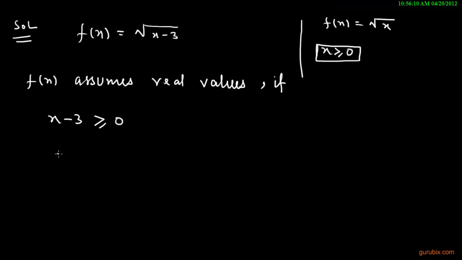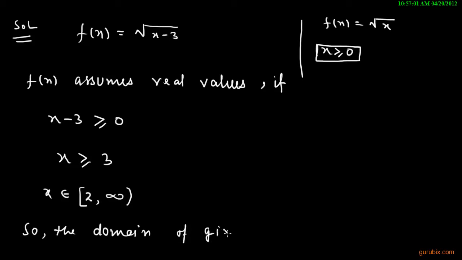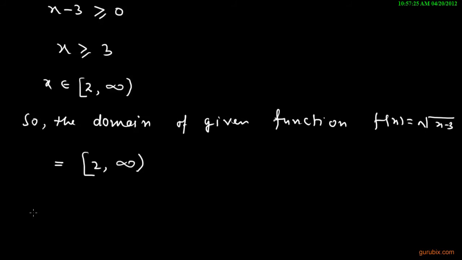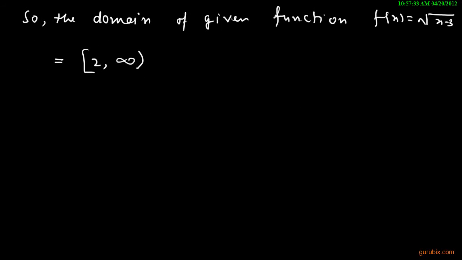This means x is greater than or equal to 3, and this is a semi-closed interval, and we can write it as x belongs to the interval [3, ∞). This is the domain of the given function. So we shall write, the domain of the given function f(x) = √(x − 3) is this. So this is the solution of part 1.